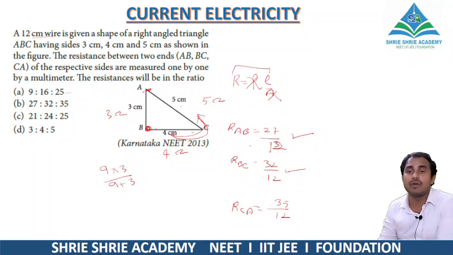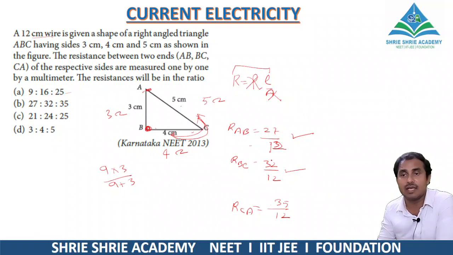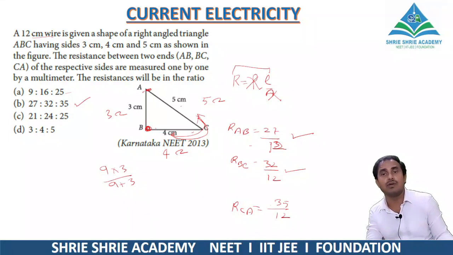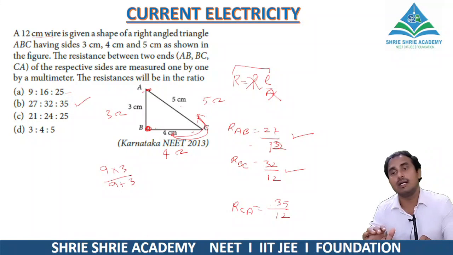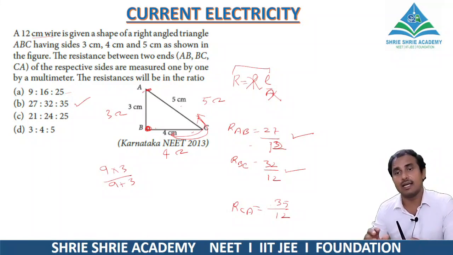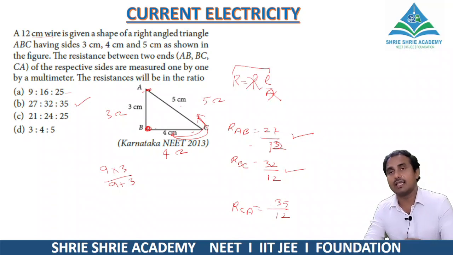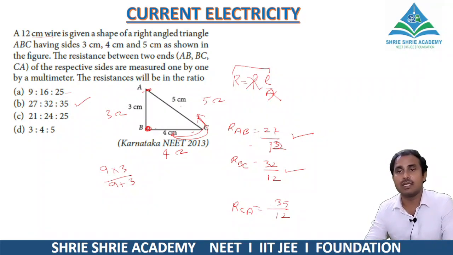So here no calculation or simplification should be done. At last, if you directly take the ratio between AB, BC and CA, the denominator is common and it will be cancelled, and the final answer left is 27 is to 32 is to 35. What you have to learn here is not to do cancellation, and to consider the length and resistance relation directly. You will get the answer, because here the area of cross section is equal and they are made up of the same material, right?